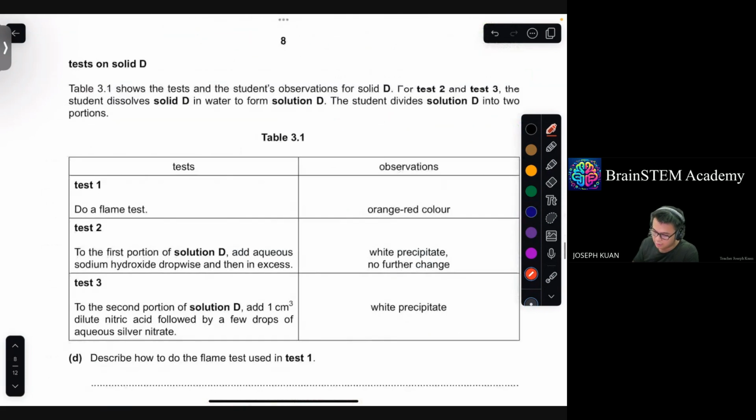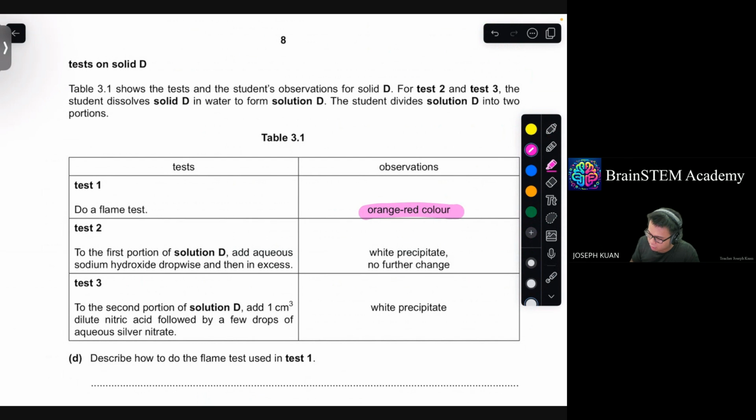Moving on to the next question, test on solid D. Table 3.1 shows the test and the student's observations for solid D. For test 2 and test 3, the student dissolves solid D in water to form solution D. The student divides solution D into 2 portions. Test 1, do a flame test. And it exhibits an orange-red color. So what exhibits an orange-red color under flame test? There will be calcium ions.